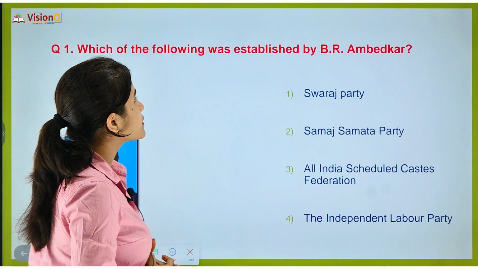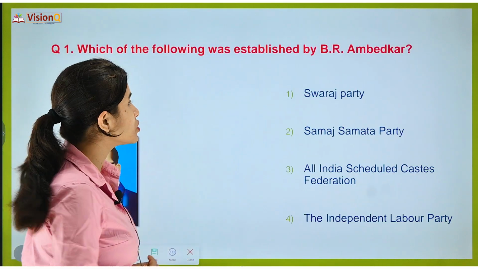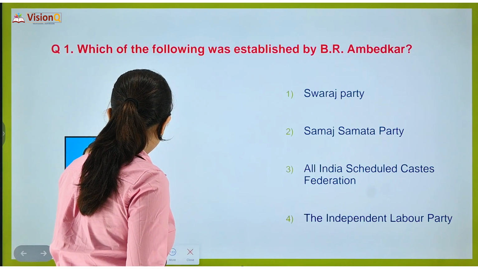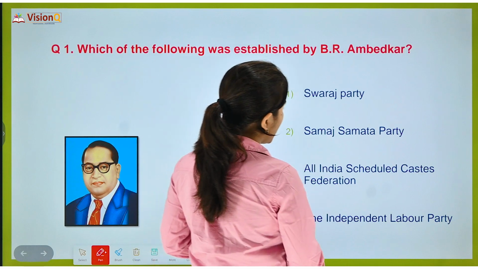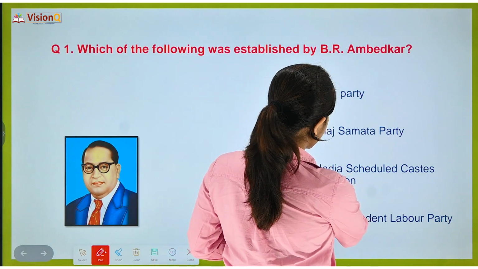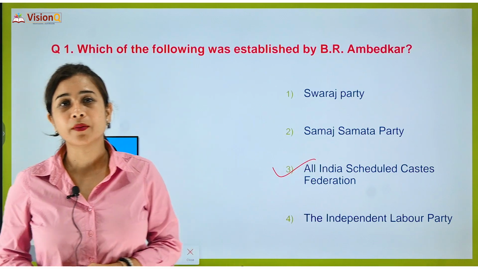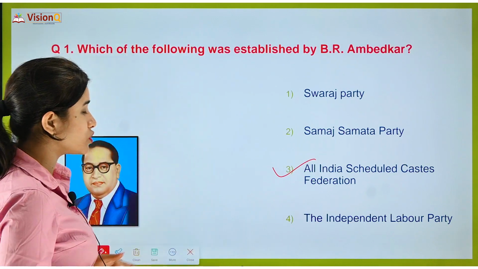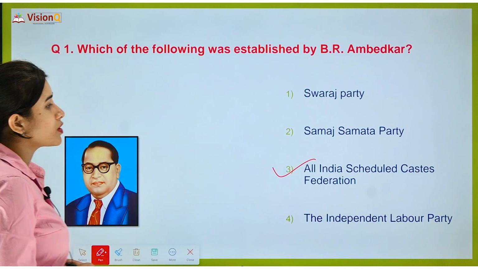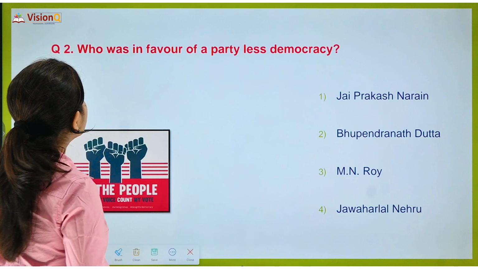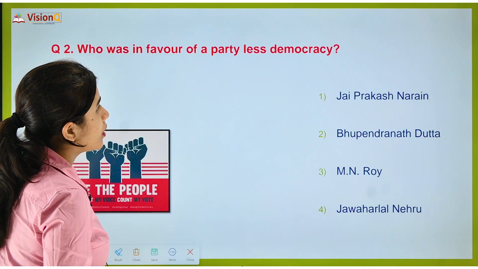Which of the following was established by B.R. Ambedkar? So, first question is, B.R. Ambedkar kuntu established korisile? So, B.R. Ambedkar established korisile yate hetu huise All India Scheduled Caste Federation. So, tekhete Scheduled Caste karne eta party organization korisile, eta federation organized korisile, and that is known as the All India Scheduled Caste Federation.